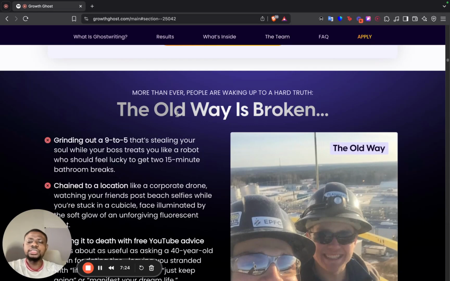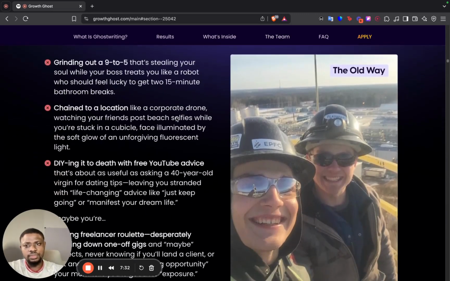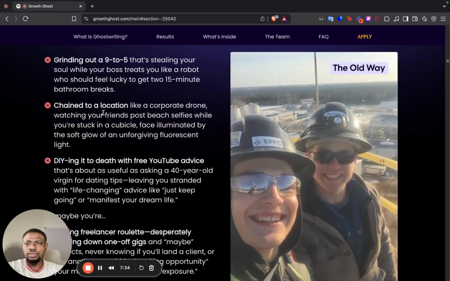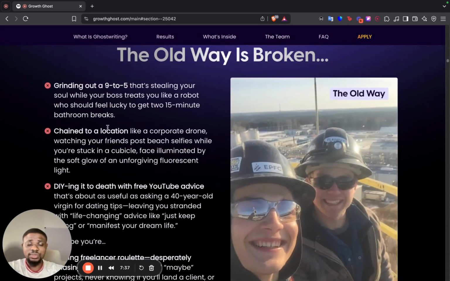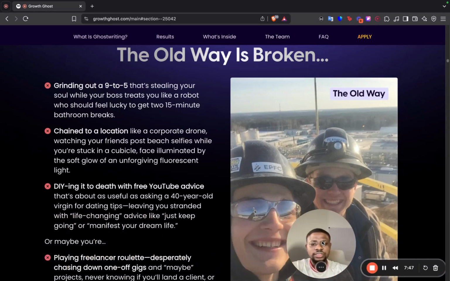Then the old way is broken. This is where it then gets into the problem statement or problem section. He talks about the problem, right? Maybe you're grinding out a 9 to 5. These are normal. But the good thing about this page is he did his research to understand his target audience very, very well. So that way he's able to speak to them, speak like he's speaking for them. He speaks their problems. So when you read this, you can say, "Yeah, this is me," right? That's how good he is.